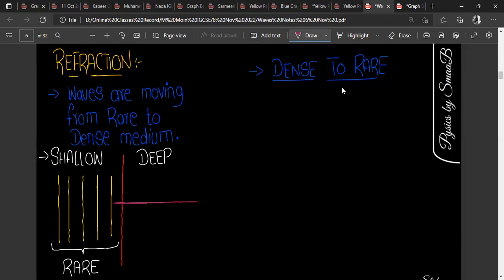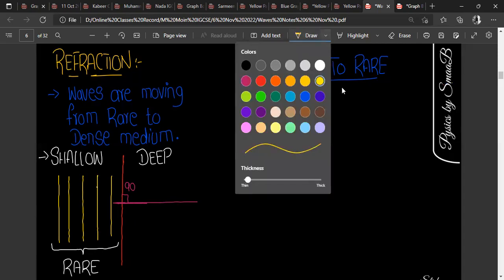So this is our normal line, again perpendicular to this surface. Always remember one thing: when light, or sorry, water waves travel from a rare to a dense medium, or from a shallow to a deep medium, they are going to be bent towards the normal, like in this way.